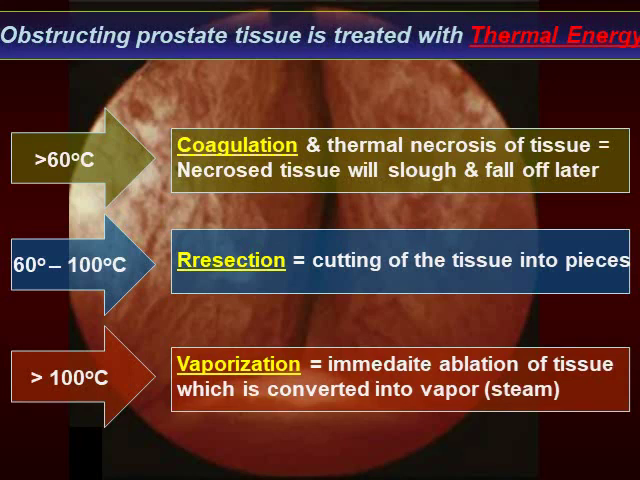So regarding the difference between coagulation, resection, or vaporization, you may hear a lot of terms. This depends on the temperature used during the thermal treatment. Coagulation is temperature less than 60, it will cause thermal necrosis of the tissue, and the necrotic tissue will slough later on. 60 to 100 degrees will cut the tissue into pieces. Above 100 is called vaporization. Vaporization will cause immediate tissue ablation. The tissue will disappear because it's converted into vapor or steam. This is why it's called vaporization.